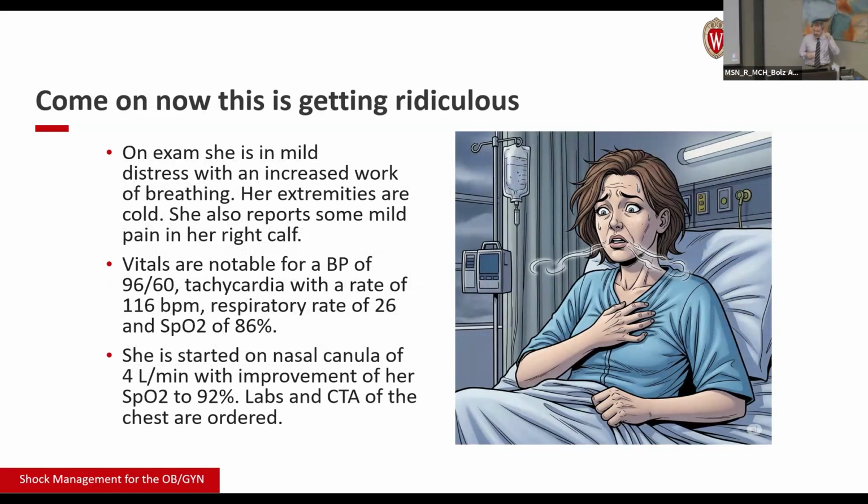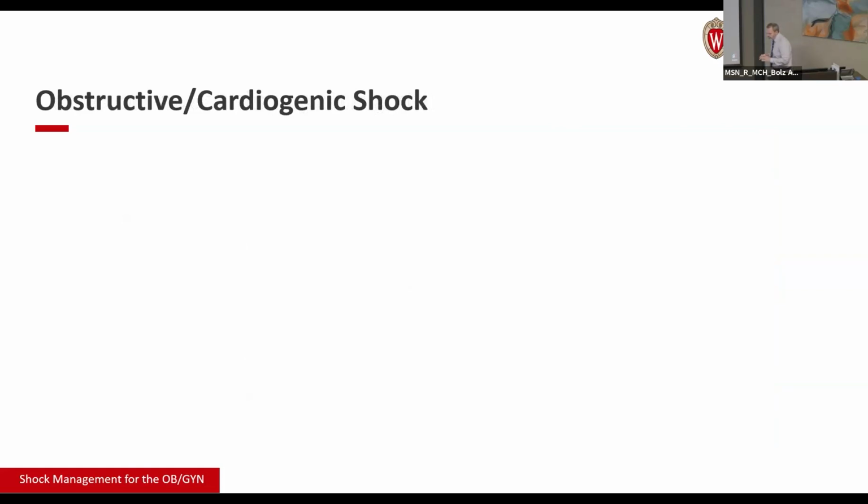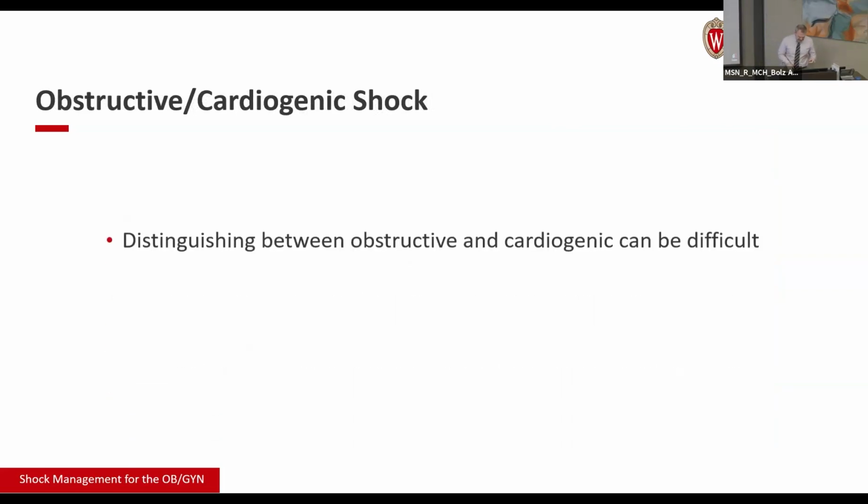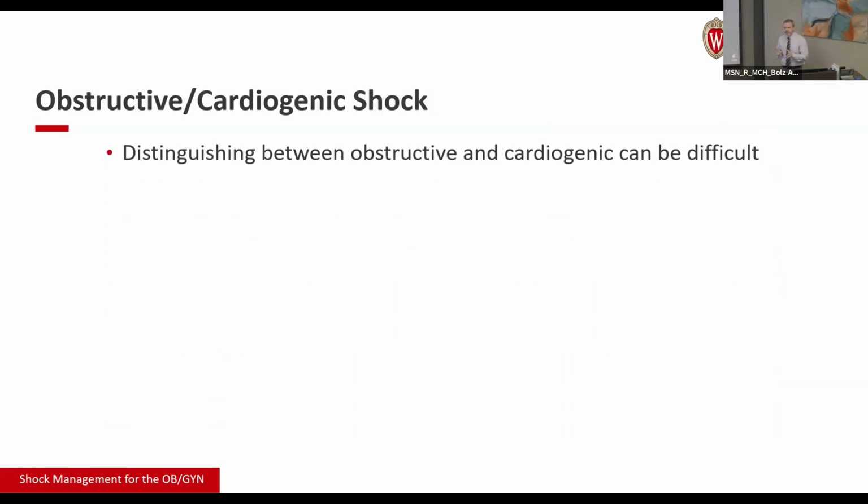So this astute intern starts some nasal cannula, gets the SpO2 back up, and orders some labs and a CTA. I think we all kind of know where we're going here, right? Some form of obstructive or cardiogenic shock, okay? And distinguishing between these causes of shock is difficult. I'm not expecting any of y'all to be an expert in diagnosing cardiogenic shock, okay?